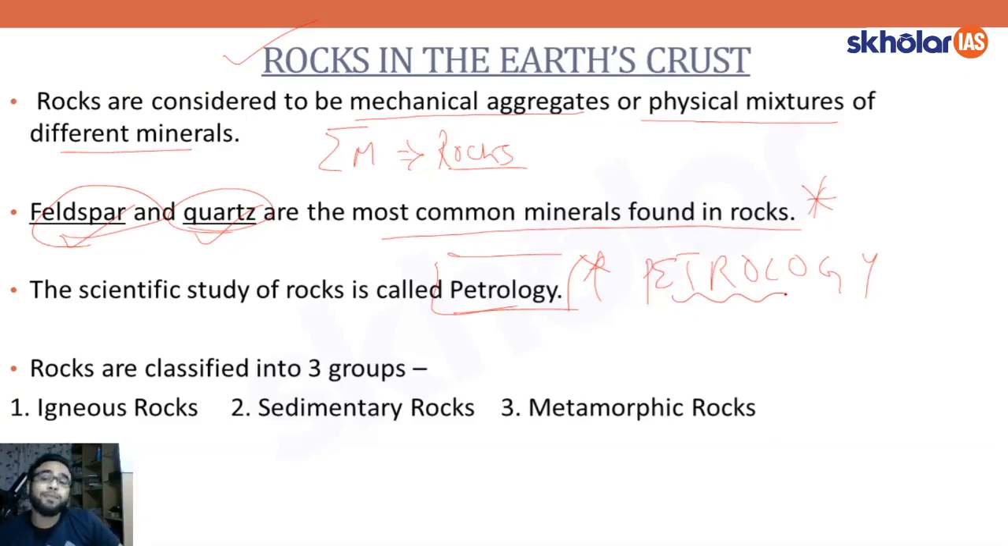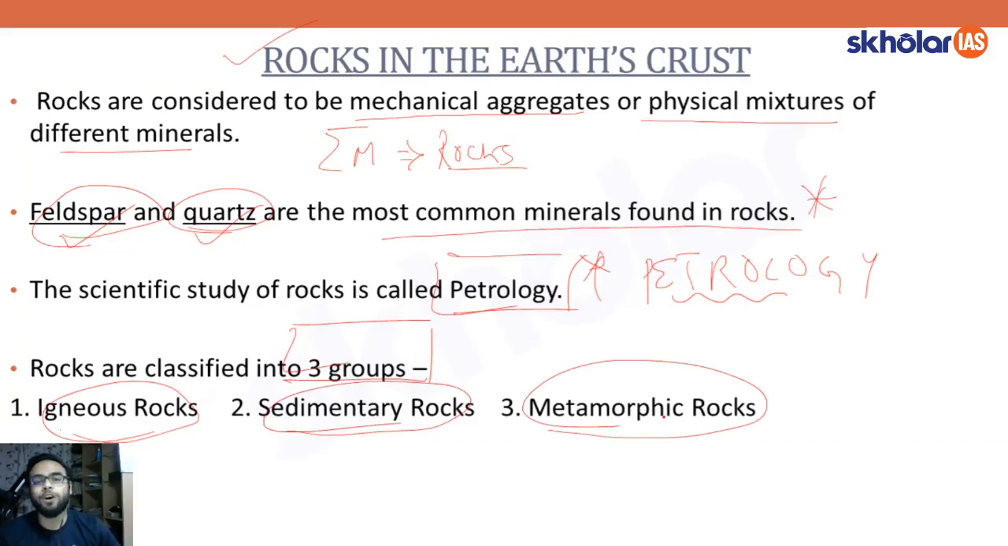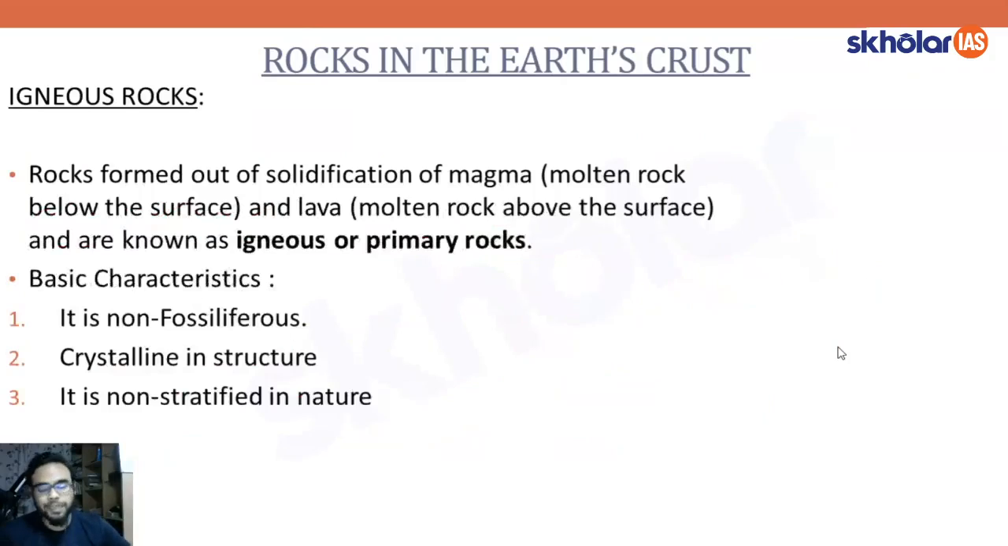Now how do we classify rocks? Rocks are classified into 3 different groups. The first one is called the igneous rocks. The second one is called sedimentary rocks, and the third one is called metamorphic rocks. So in this class today, we shall be talking about the igneous rocks only, and in the next session we will talk about the sedimentary rocks and the metamorphic rocks. Fine. Chalo, let's proceed with the class and talk about the igneous rocks. So what are igneous rocks? Igneous rocks are those rocks which are formed out of solidification of magma and lava.